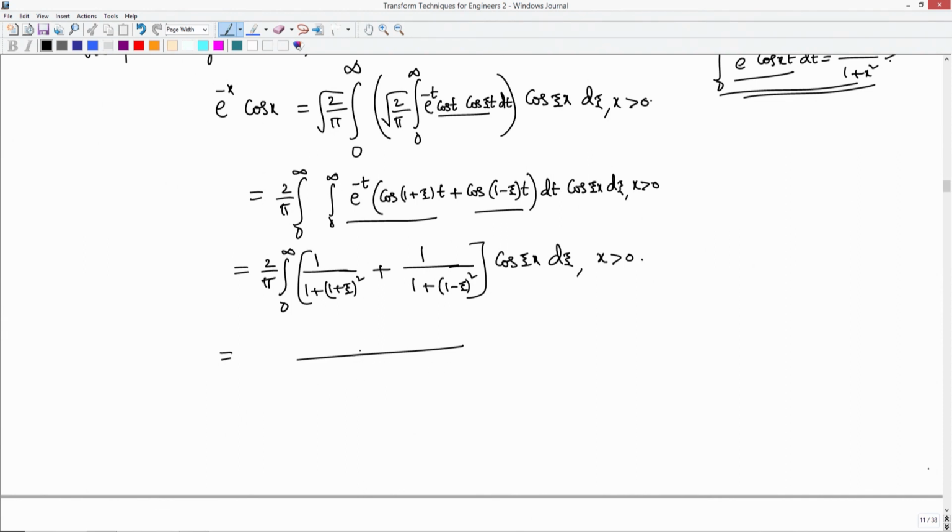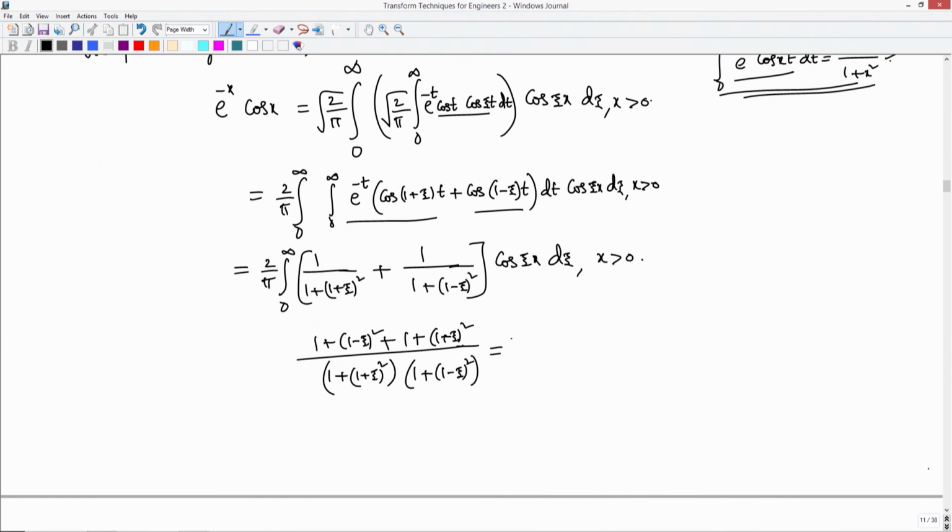Now, simply take the sum, what you get is 1 by (1 plus (1 plus xi) whole square) into (1 plus (1 minus xi) whole square), and here you get (1 plus (1 minus xi) whole square) plus (1 plus (1 plus xi) whole square). This is what is integrated from 0 to infinity.